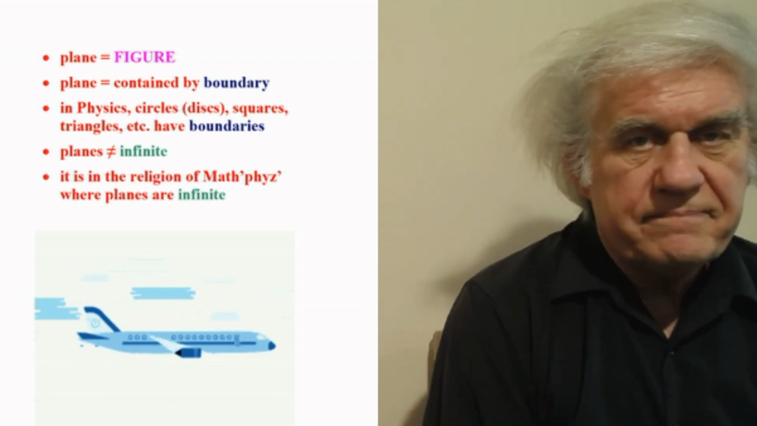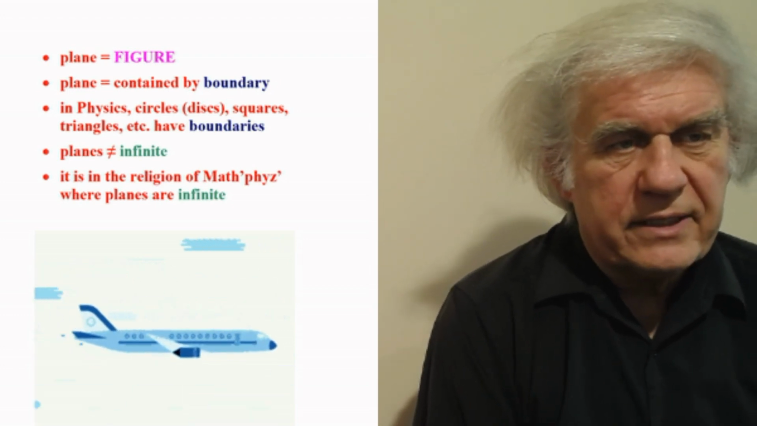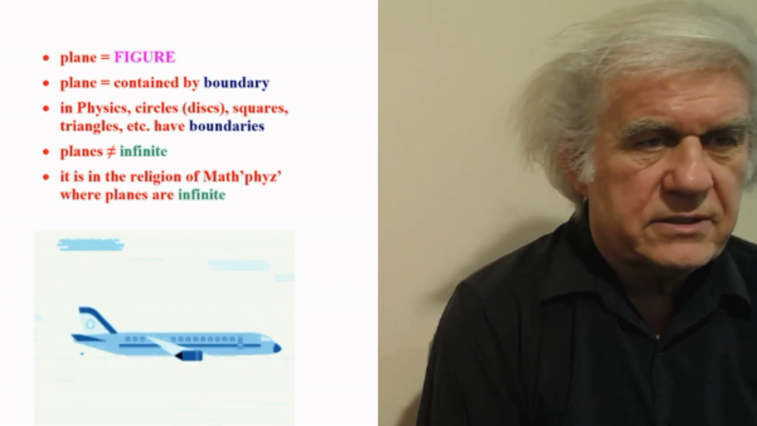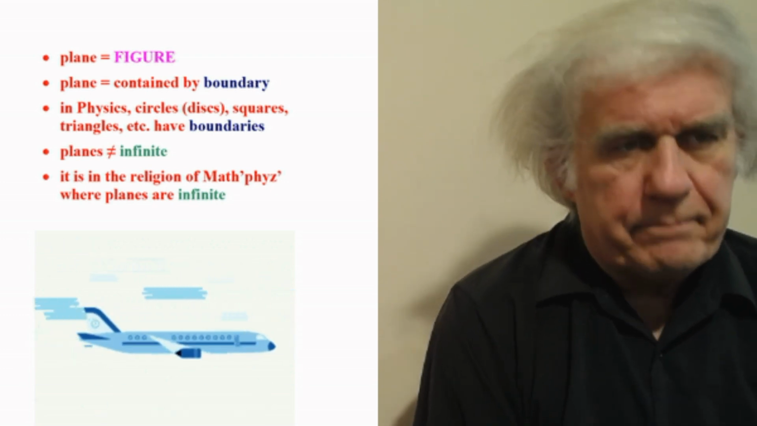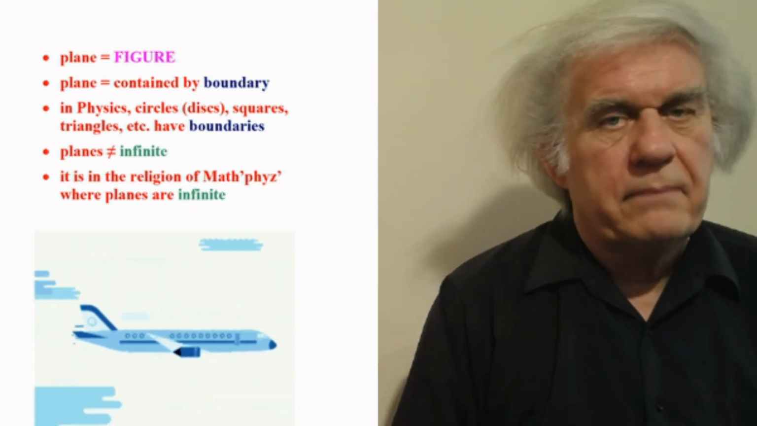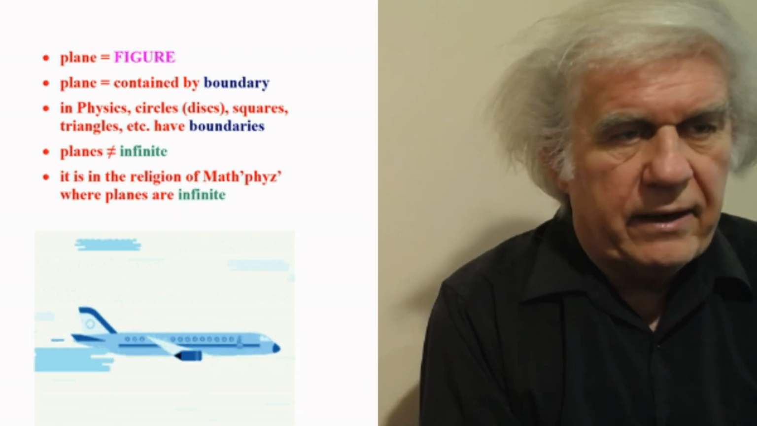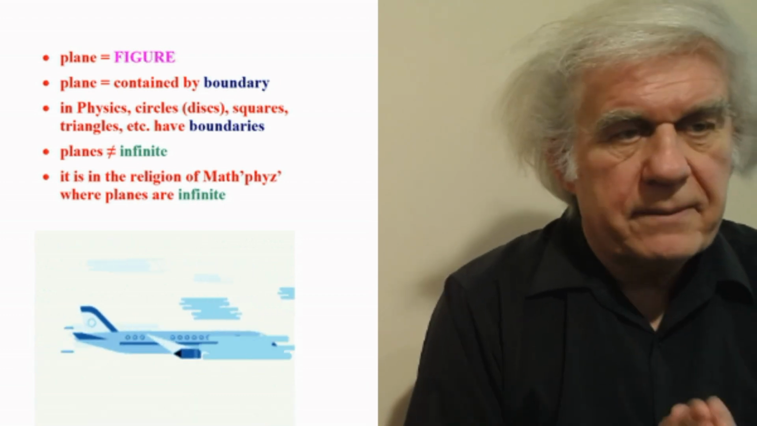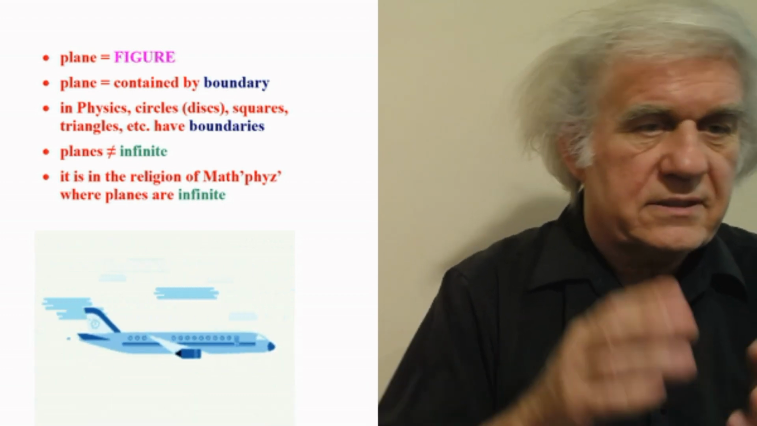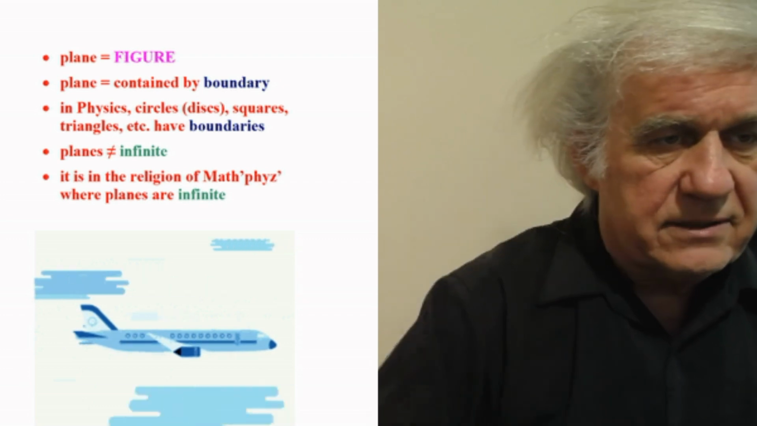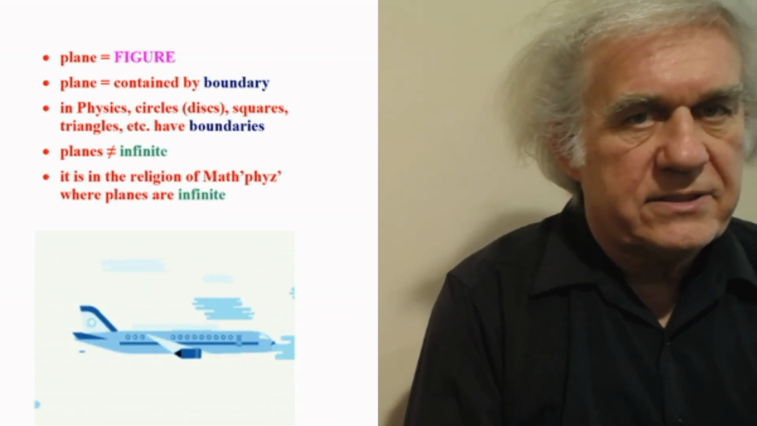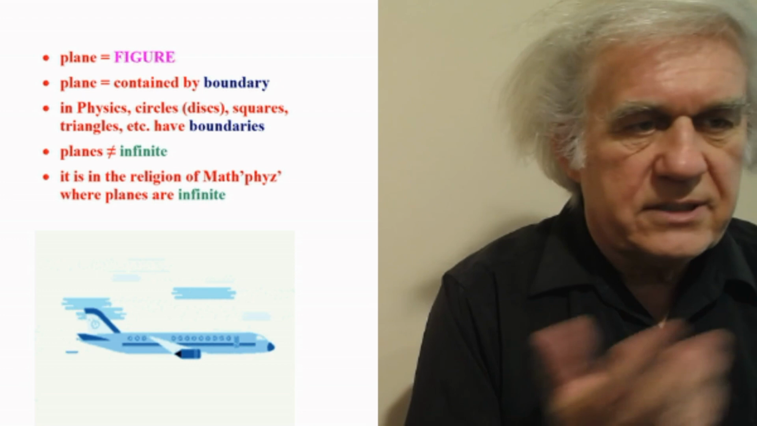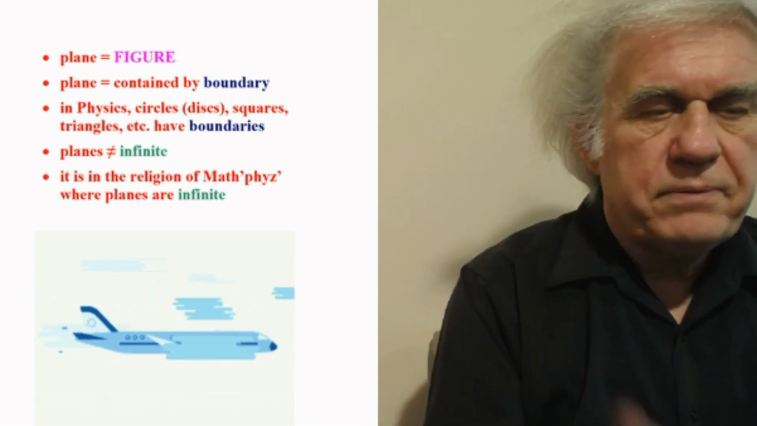Plane is a figure. Okay? No matter which plane, I don't care if it's a square, a circle, or a triangle, or whatever. It's a figure. And if it's a figure, it better be surrounded all around by lines. That's what Euclid said. Okay? It's contained by a boundary. And in physics, circles, discs, squares, triangles, all have boundaries. There's no such thing as an infinite triangle, infinite square, infinite circle. No such monster. Okay? And so planes are not infinite.